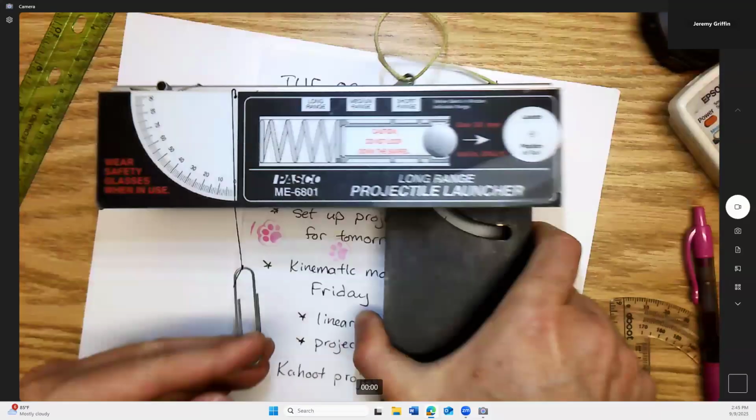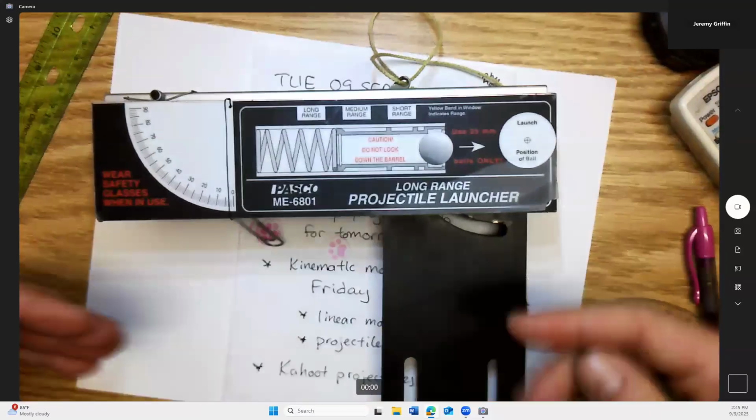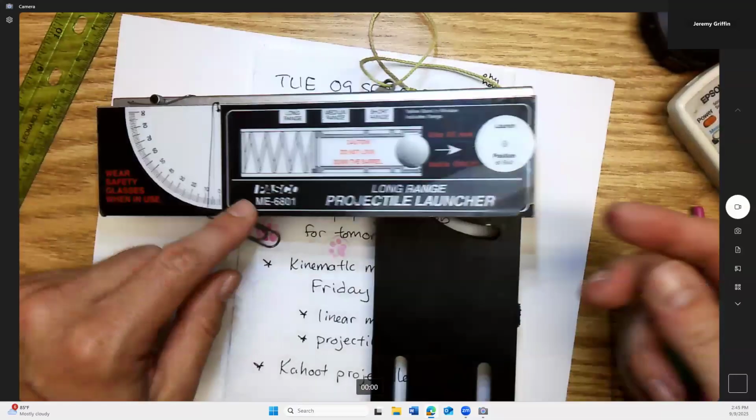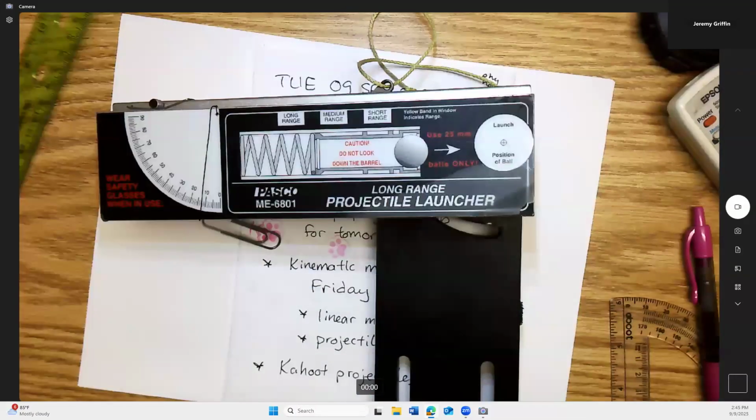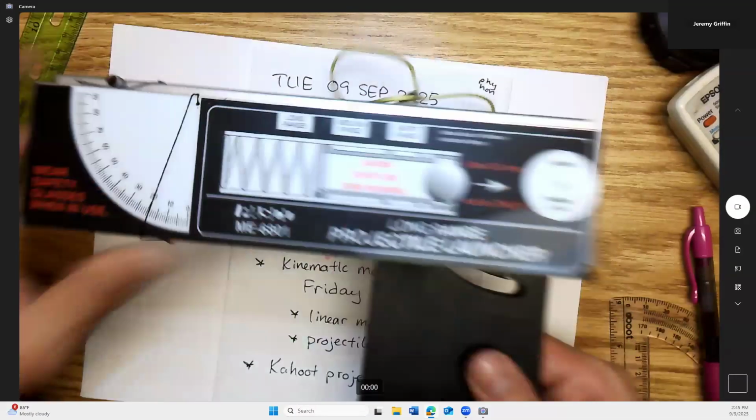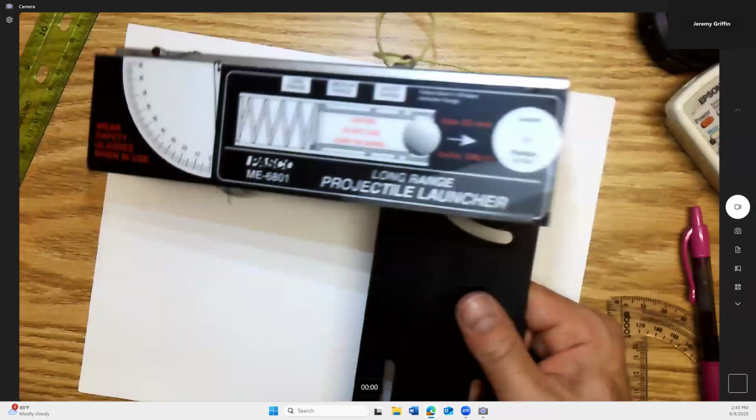Okay. Angles in this class are always relative to something. So you can measure to 0 degrees from the horizontal. That means that it is horizontal. Okay, like that. Okay. Now, here's a technical detail.